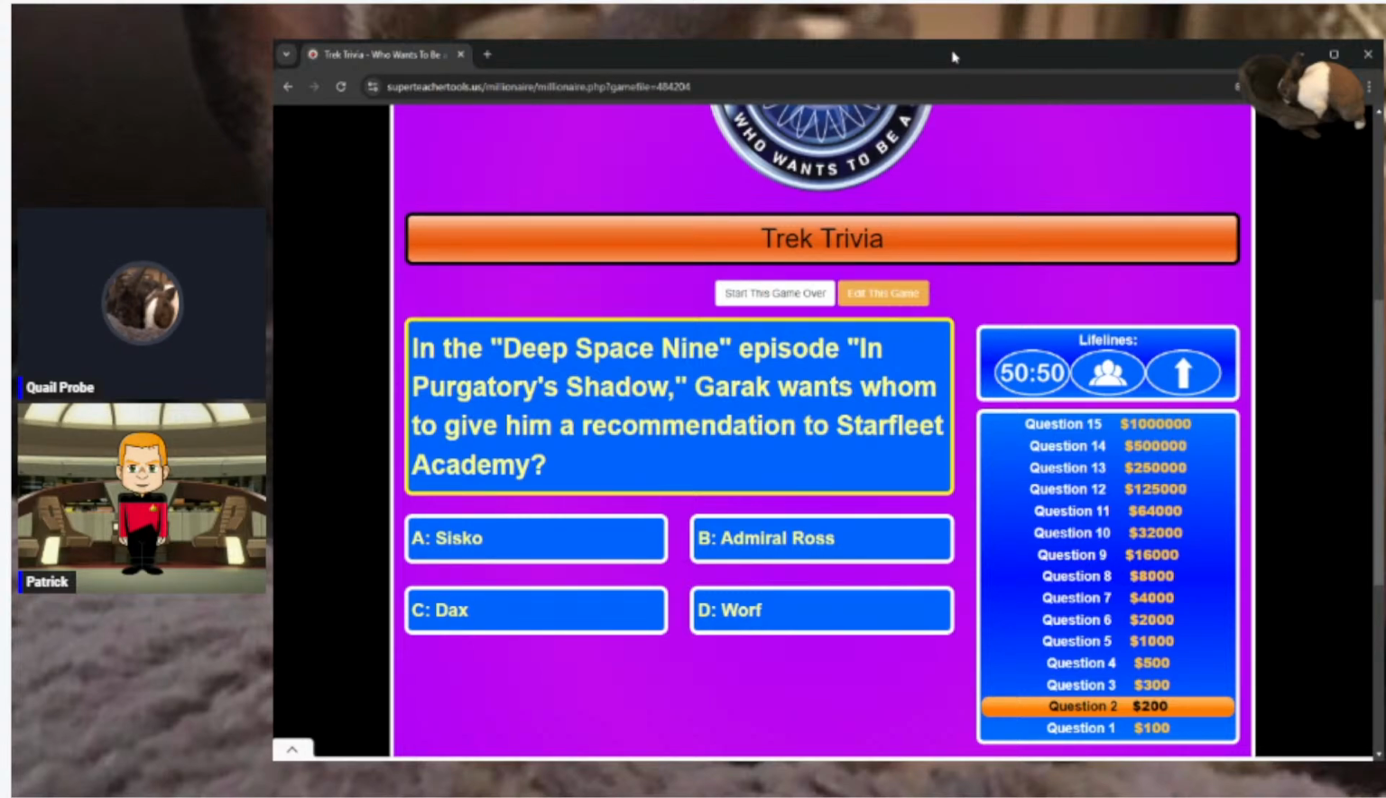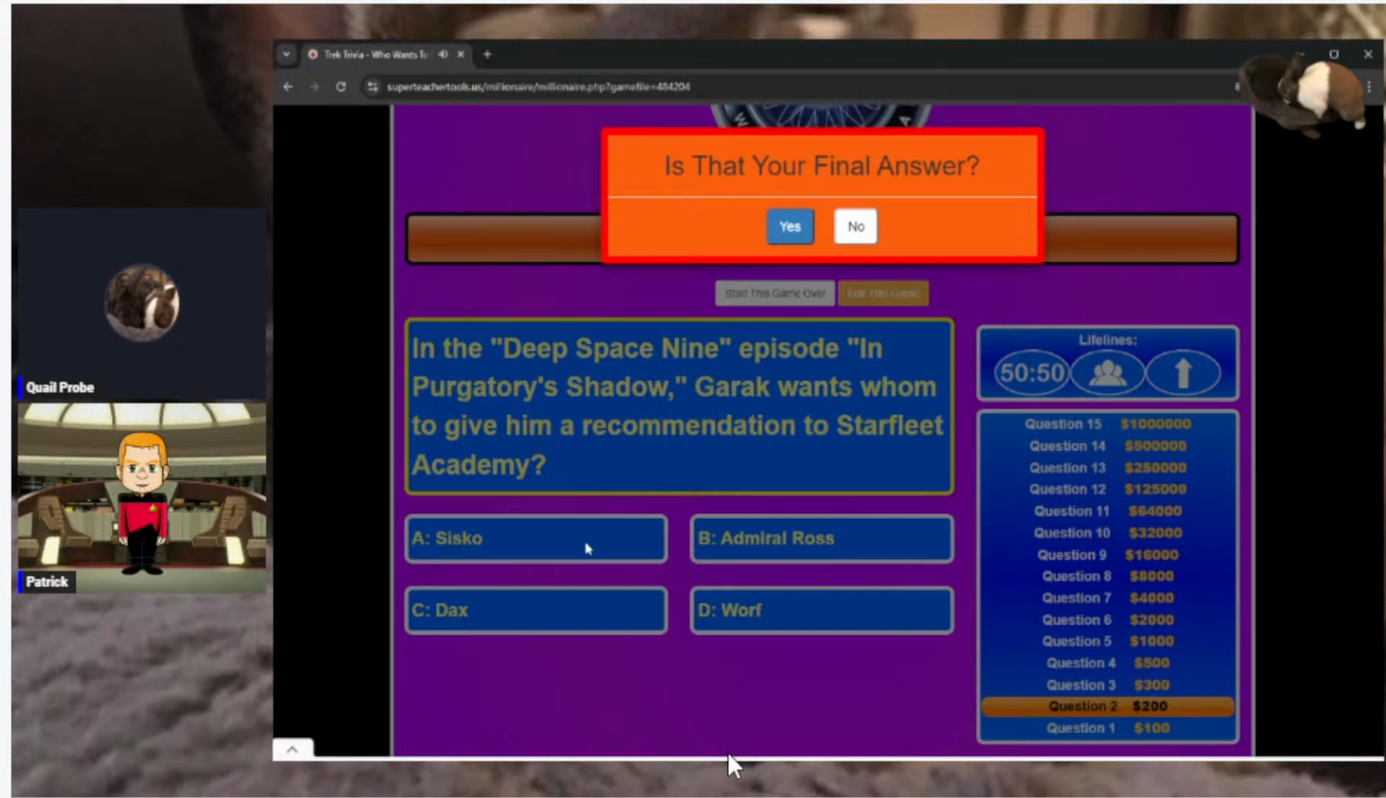Question number 2. In the Deep Space Nine episode In Purgatory's Shadow, Garak wants whom to give him a recommendation to Starfleet Academy? A, Sisko. B, Admiral Ross. C, Dax. Or D, Worf. That would be Sisko. Answer A. Is that your final answer? Yes, it is.